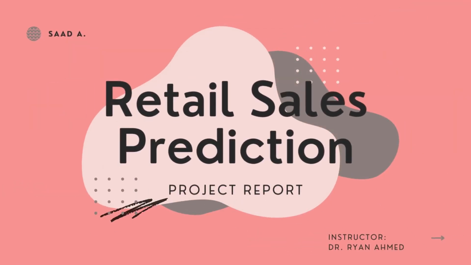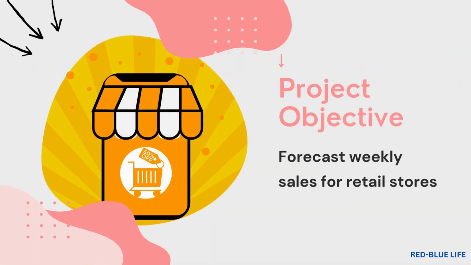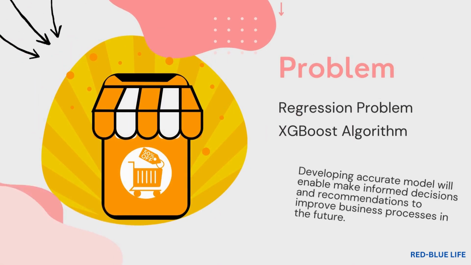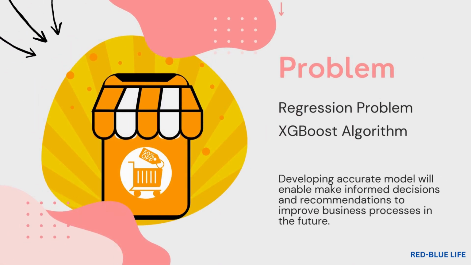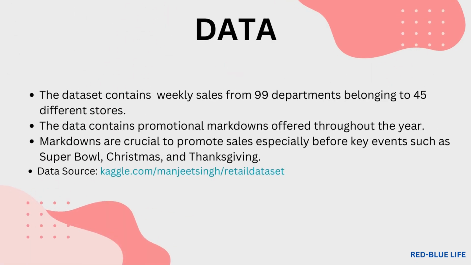The project's name is Retail Sales Prediction, and the objective here is to predict weekly sales for retail stores. Actually, it is a regression problem and we will use the XGBoost algorithm. Developing an accurate model will help to gain business insights.